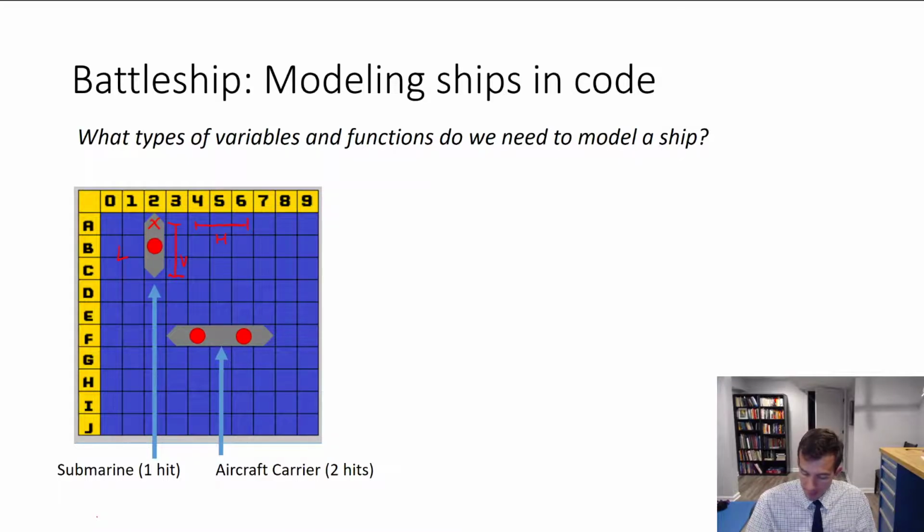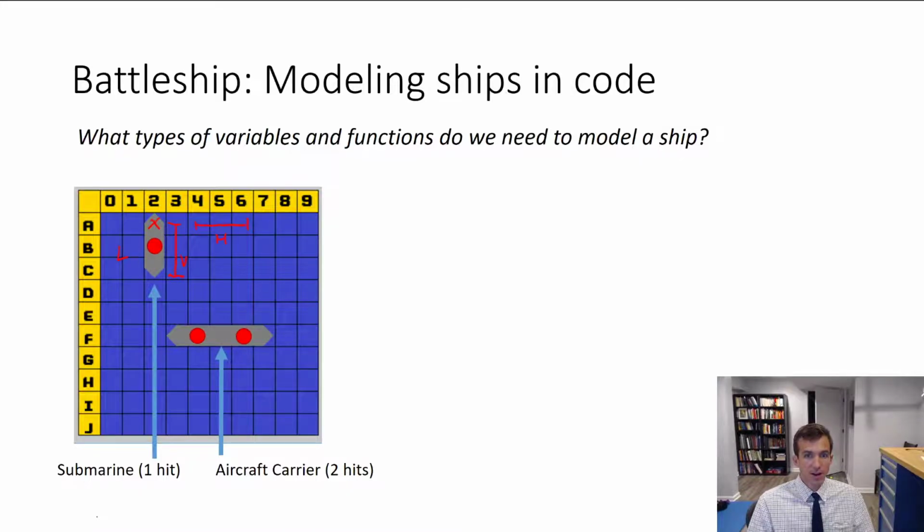And then once the game begins, we also need to track how many hits each ship has and where those hits are. So that turns out to be a fair number of variables. And we need to keep those variables separate for each ship. For every ship, we need its length. For every ship, we need its bow. For every ship, we need its orientation.